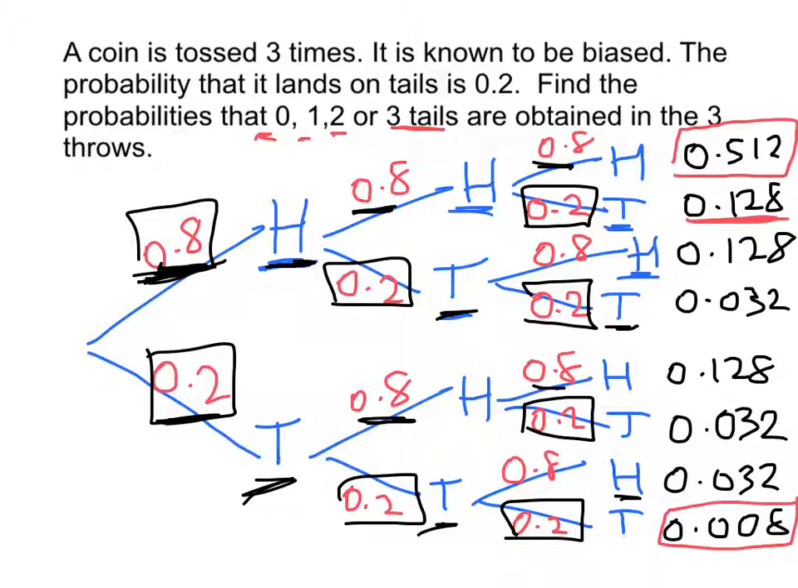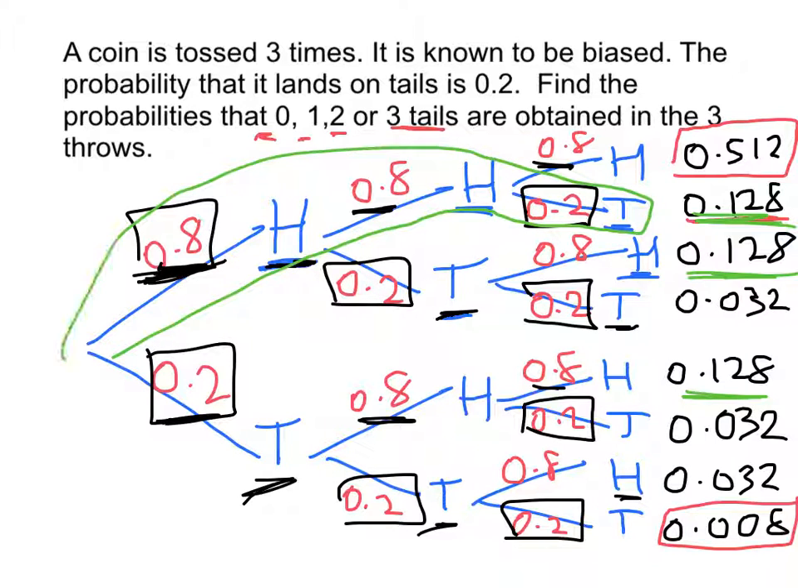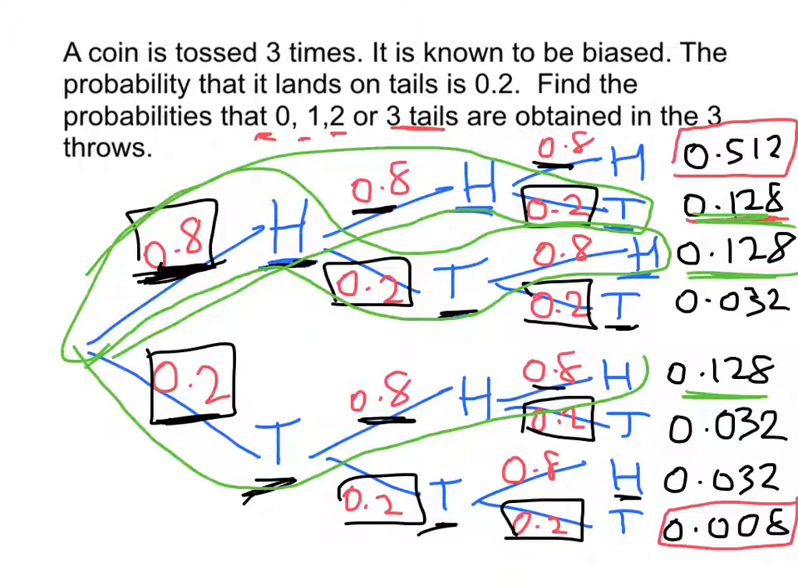Let me get another colour. Right, this one, and this one, because all of those are ones where I have got 2 heads and 1 tail. Right, 2 heads and 1 tail here. What a mess. 2 heads and 1 tail there, and 2 heads and 1 tail here. So what we're going to do now is to write this down as a probability distribution. I'm going to do this on the next slide.